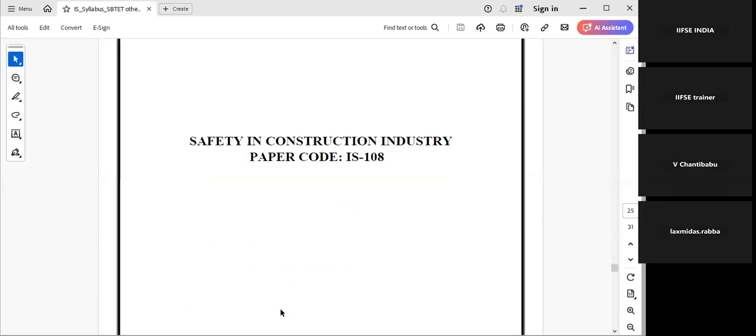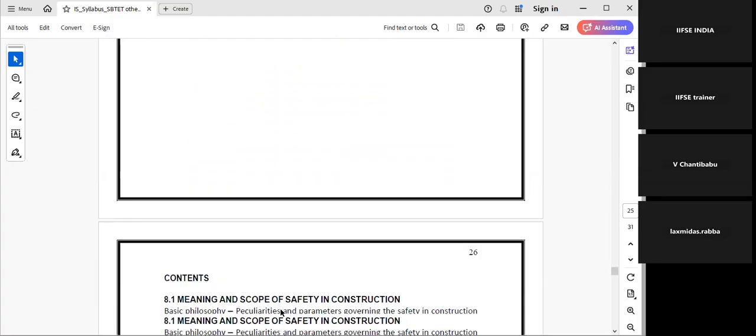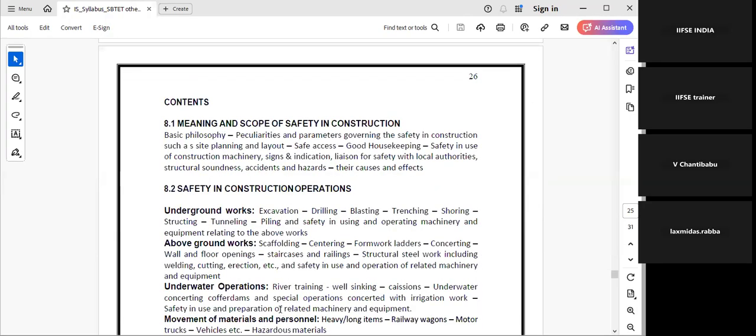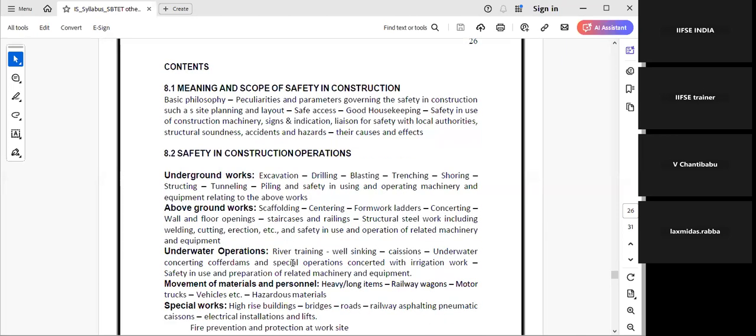Then the last one among the theoretical papers, safety in construction industry, IS 108. Here mainly we see the trend of construction. This is the oldest industry in terms of the industrial revolution. It is the old and also the biggest economic industry, I can say, with a good background, and also mostly an unorganized sector. Now it is in line with all the safety requirements. There is so much improvement we could see in the last 15, 20 years.